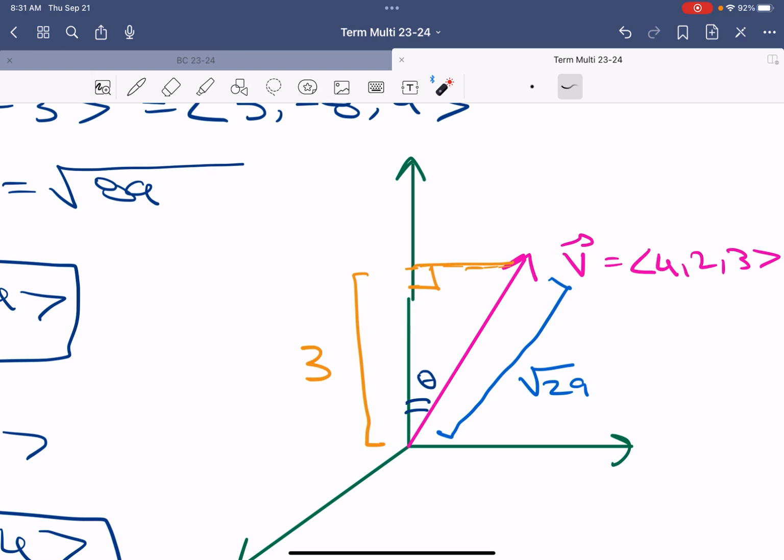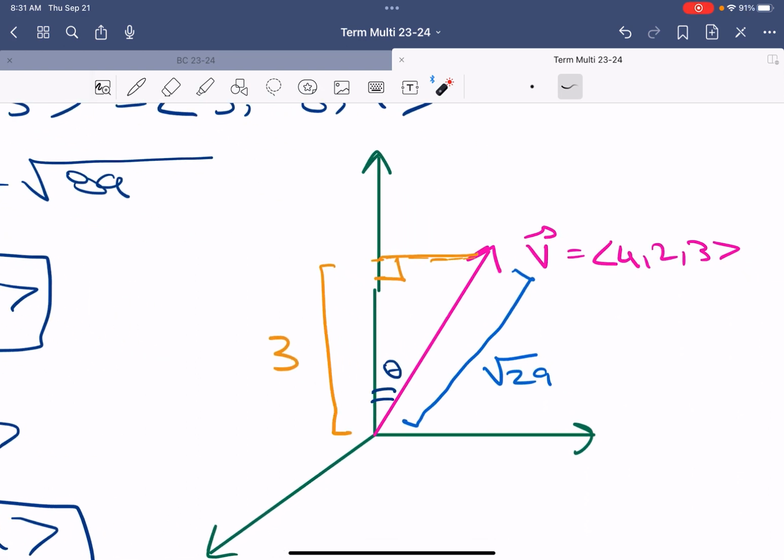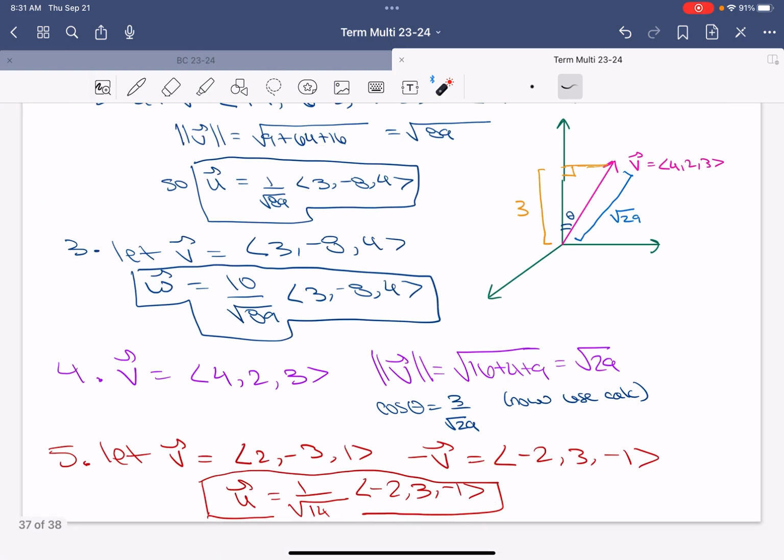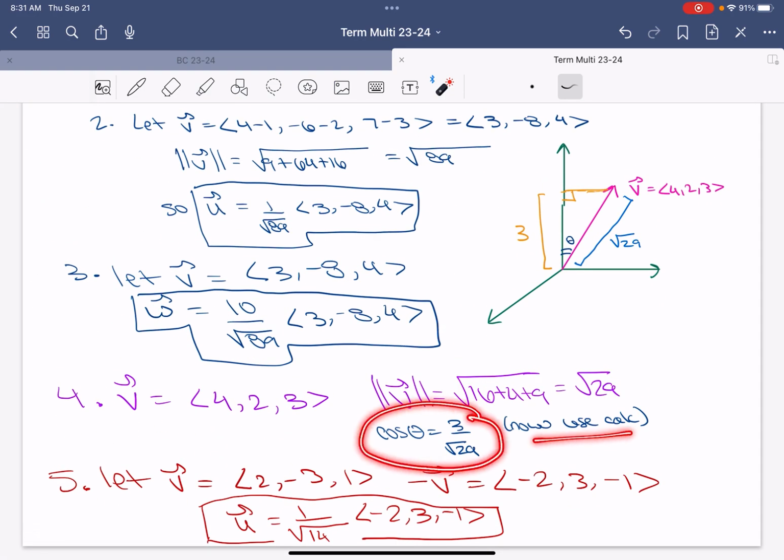I'm going to zoom in for a minute. This just requires a little bit of visualization. Vector v is pointing up here in octant 1, and I created a right triangle with the positive z-axis. When I drop an altitude from the head of v to the z-axis to create this right angle, I get a length of 3, and you know the length here is radical 29. A little right triangle trig can allow you to find theta. Now use calc. I think 5, again, needs no explanation.